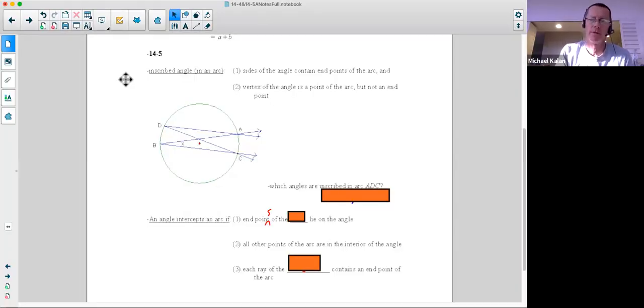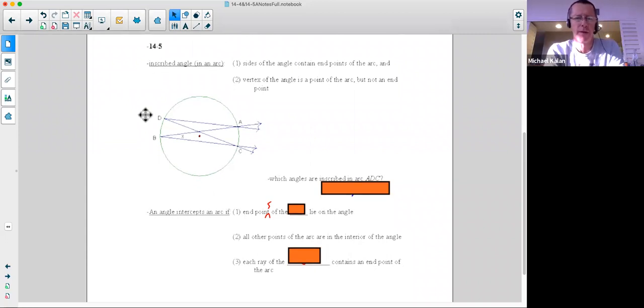Okay, here we go with 14.5. So we're going to pick up the lesson pack. Grab your lessons, your notes, and it's right after 14.4, obviously. So we're right here at 14.5. We're going to talk about what an inscribed angle in an arc is.